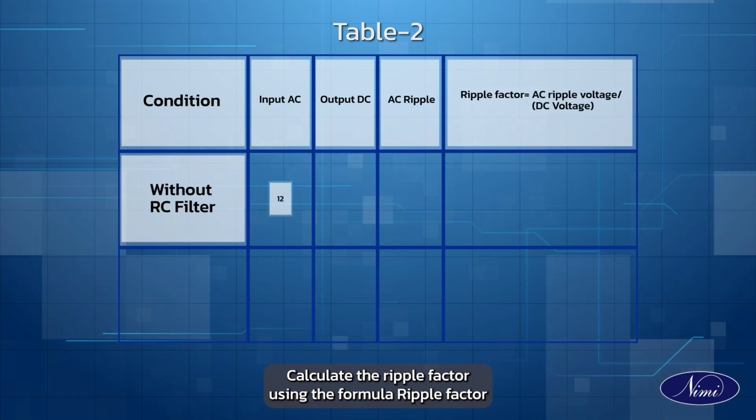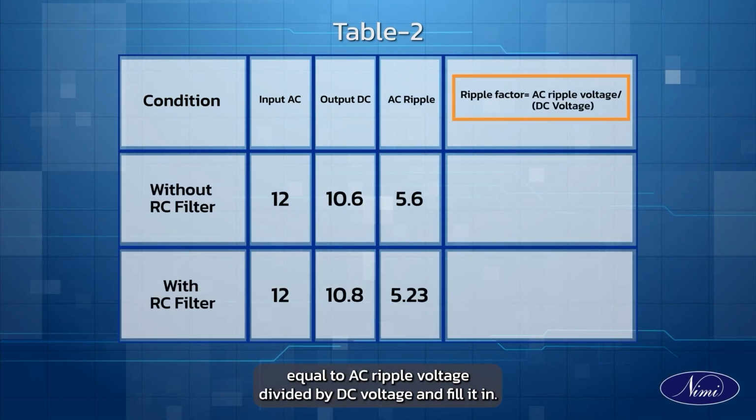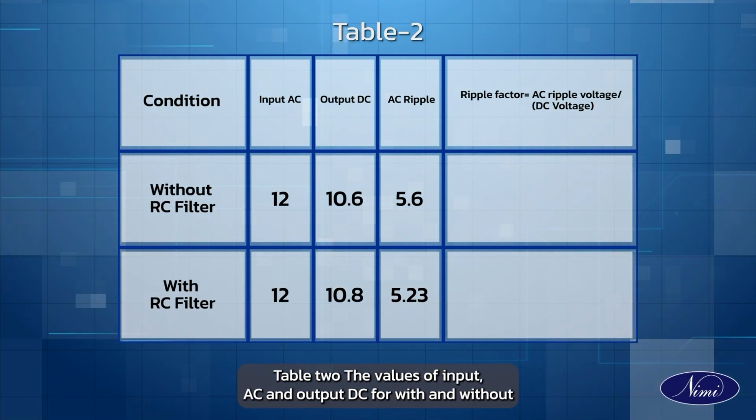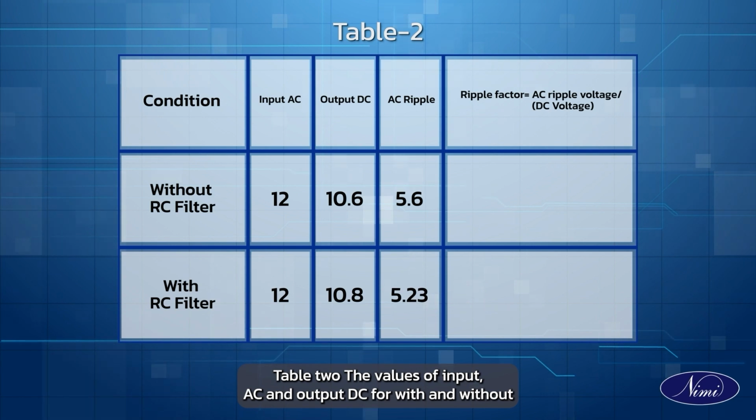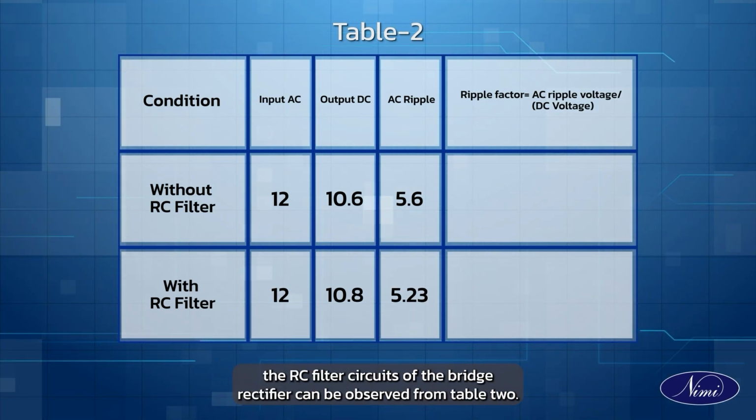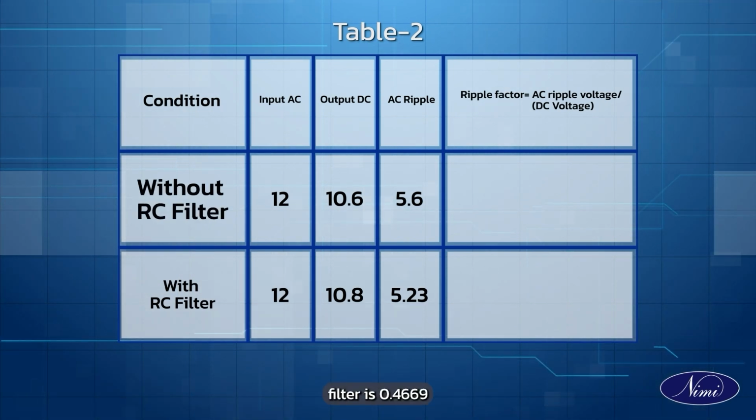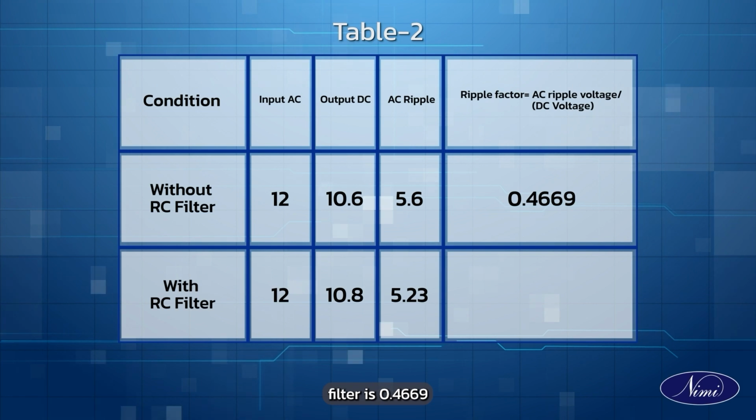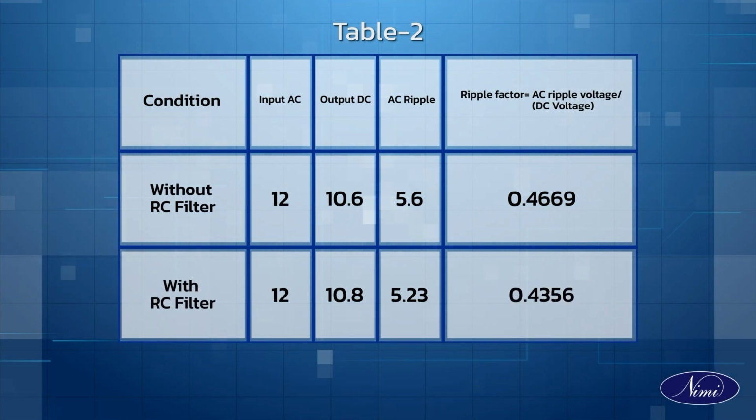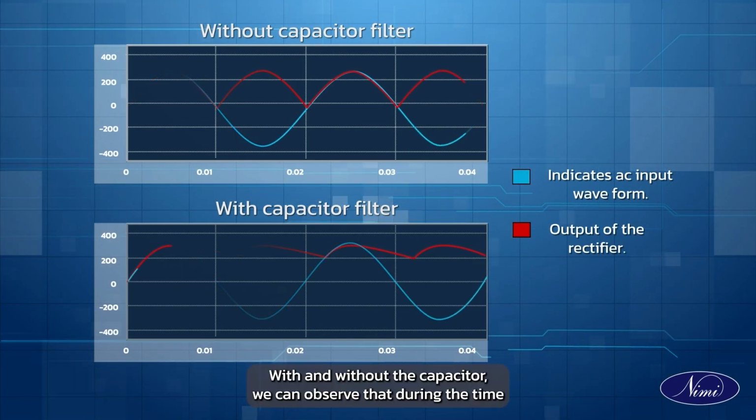Calculate the ripple factor using the formula ripple factor equal to AC ripple voltage divided by DC voltage and fill it in Table 2. The values of input AC and output DC for with and without the RC filter circuits of the bridge rectifier can be observed from Table 2. The ripple factor of the bridge rectifier without the RC filter is 0.4669 and with the RC filter is 0.4356. Compare the output waveforms of the bridge rectifier with and without the capacitor.